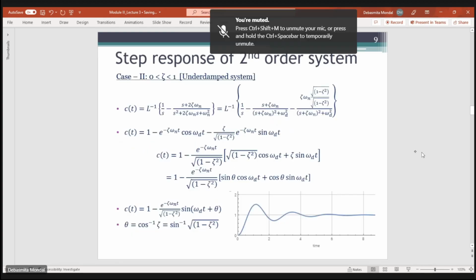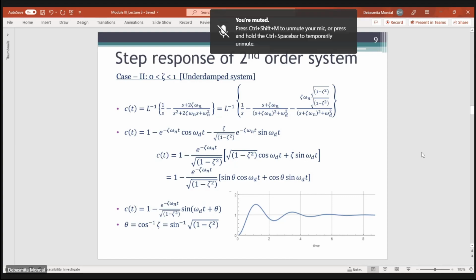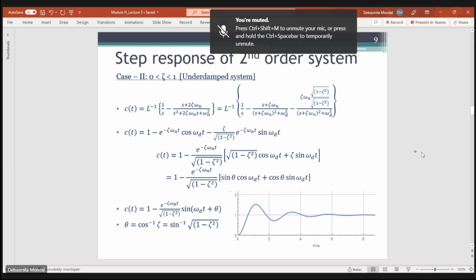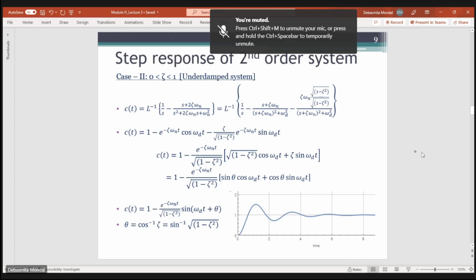Similarly, for an underdamped system you again have to do the Laplace inverse. You have to separate the Laplace transform into partial fractions, and if you do the Laplace inverse, you will see that the value of c of t is given by 1 minus e to the power minus zeta omega n t divided by root over 1 minus zeta square, times sine of omega d t plus theta.